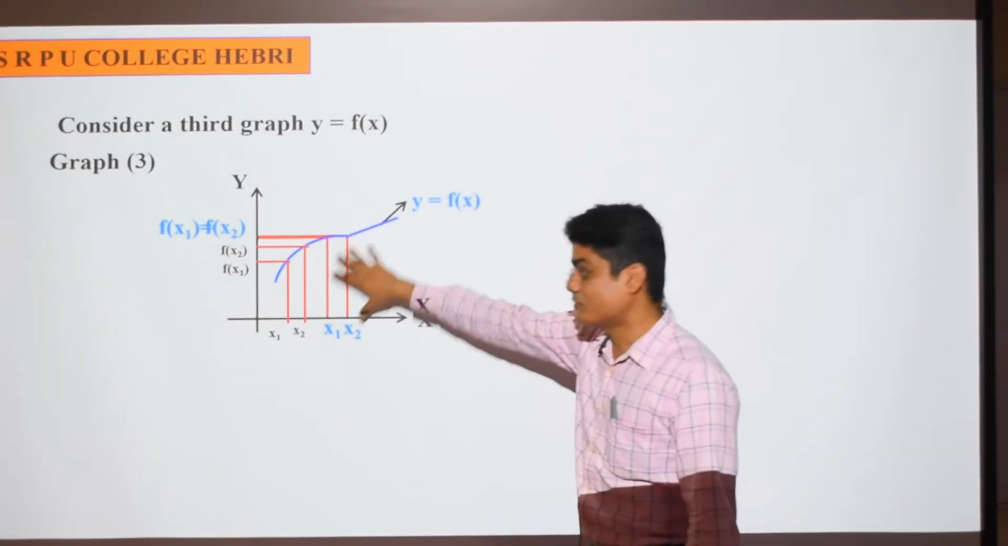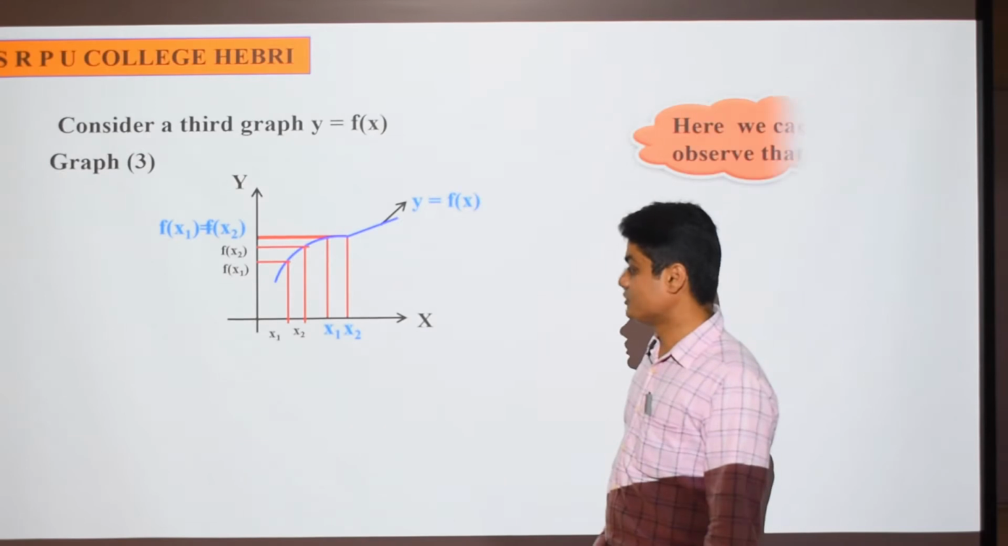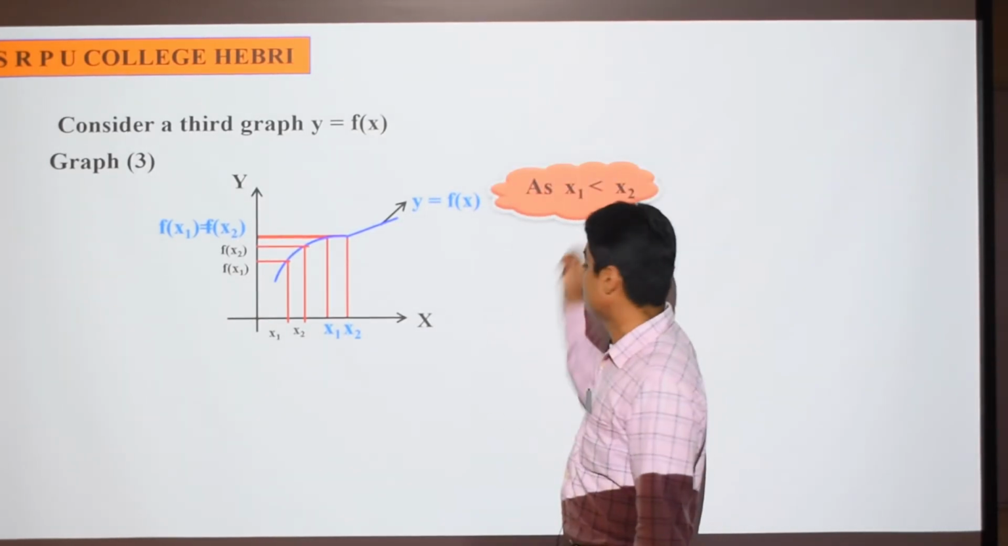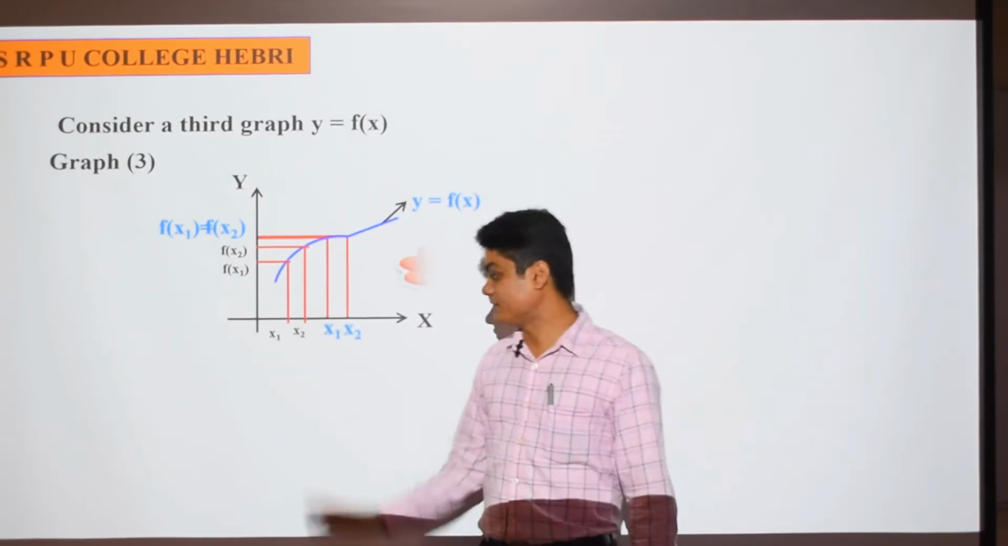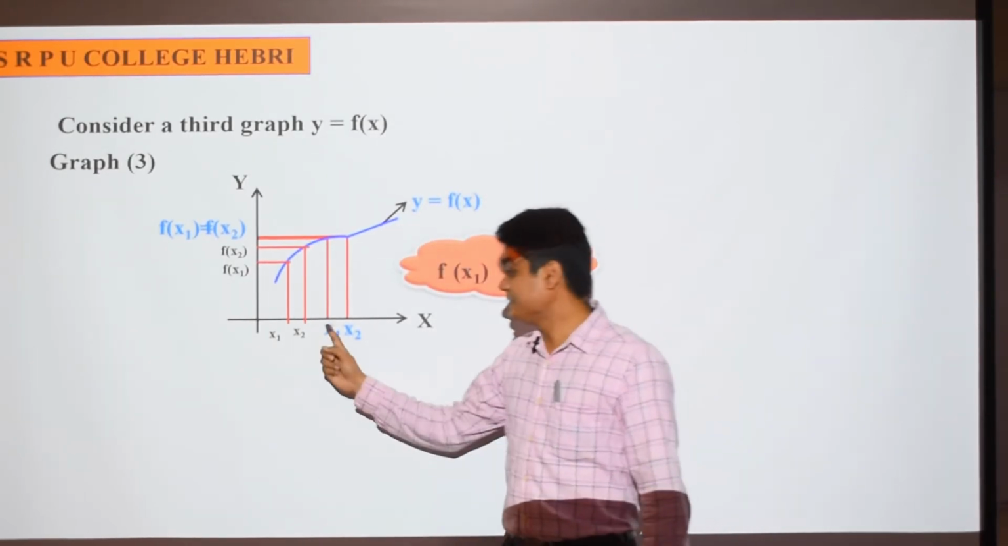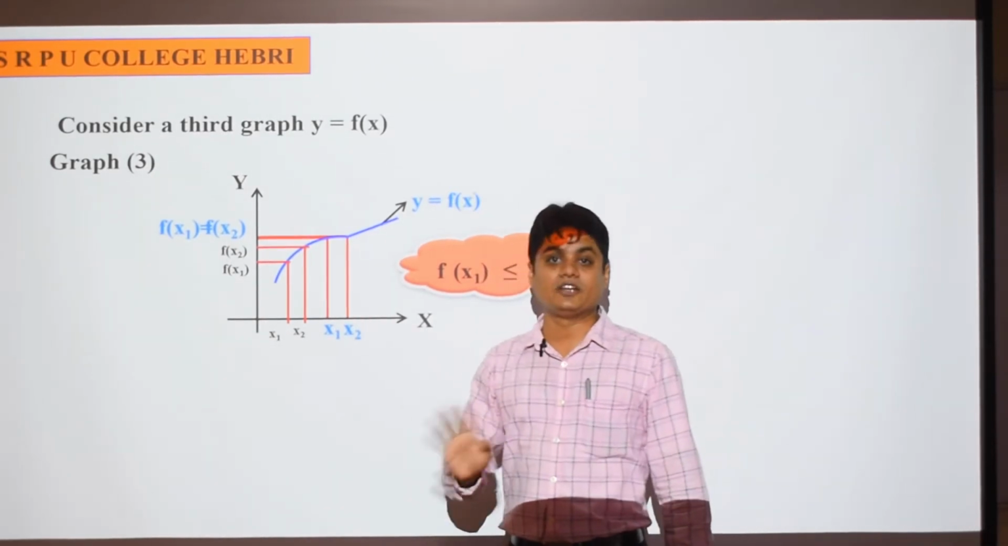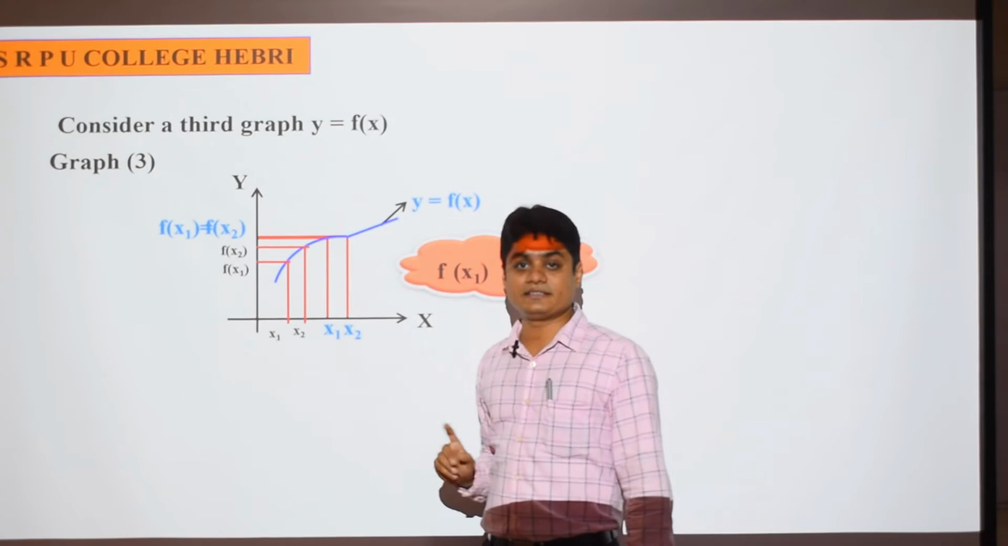I plotted some points. Observe, I'll explain this. First take this: x1 is less than x2, then f of x1 is less than f of x2. Okay, fine, there is no issue there. But in this case, if x1 and x2 come here, in this part the graph is neither increasing nor decreasing. Correct? The graph is neither increasing nor decreasing.